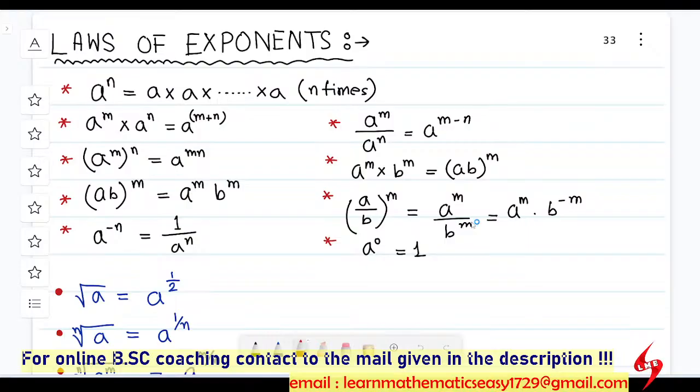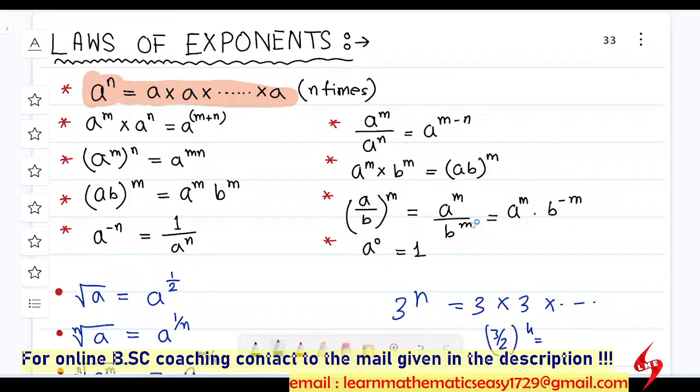So before we jump into the main matter, we first learn some formulas about exponents. If a is a number and n is another number, then a to the power n means a multiplied n times. Just like if I write 3 to the power n, that means I am multiplying 3 n times. If I write 3 by 2 whole to the power k, then I am multiplying 3 by 2 k times.